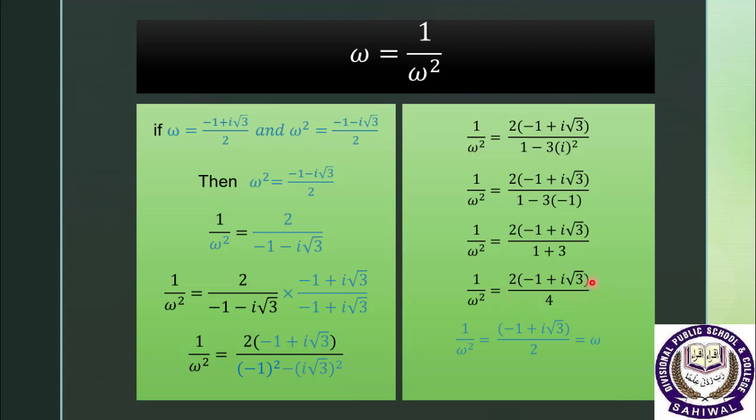Reducing this expression into the lowest form, we get 1 over omega square, which is equal to (minus 1 plus iota root 3) over 2, which is equal to omega. So 1 over omega square is equal to omega. So we have proved the first property, and the second is left for you as an exercise.